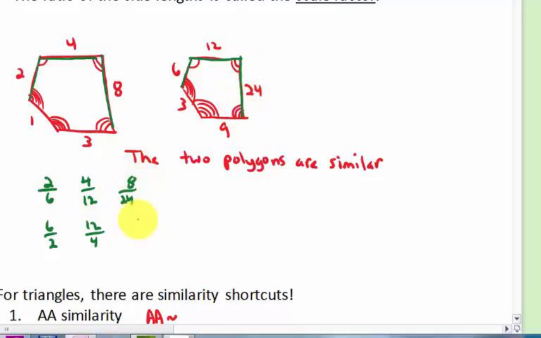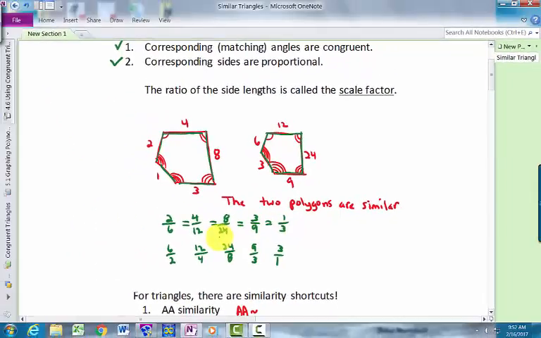8 over 24, or conversely, you could do 24 over 8, 3 over 9, or the reverse of that, 9 over 3, and then you've got 1 over 3, or 3 over 1. As long as these ratios are all equal to each other all the way around, which they all are, because if you reduce all of these fractions, they would all equal 1/3. So then you would say that you've satisfied the second condition right here, that the corresponding sides are in proportion or proportional to each other.